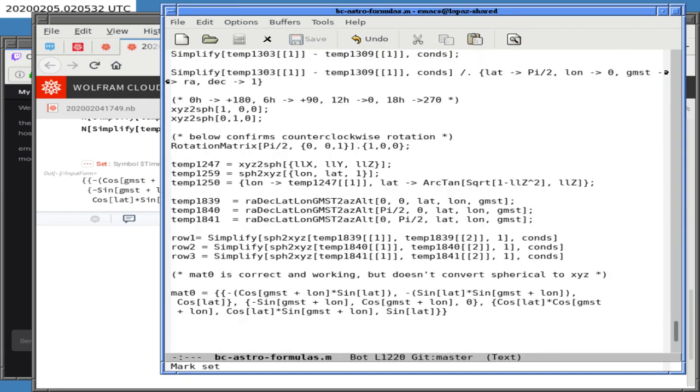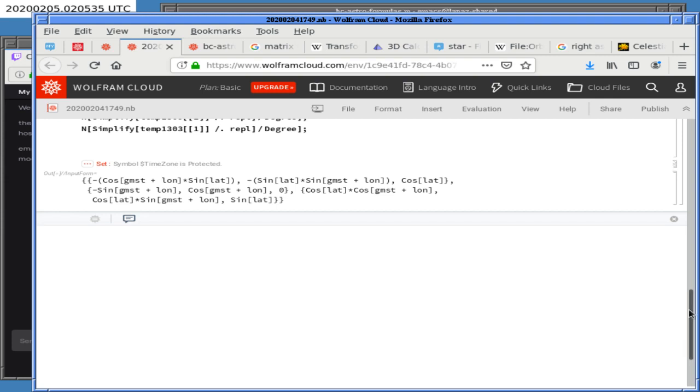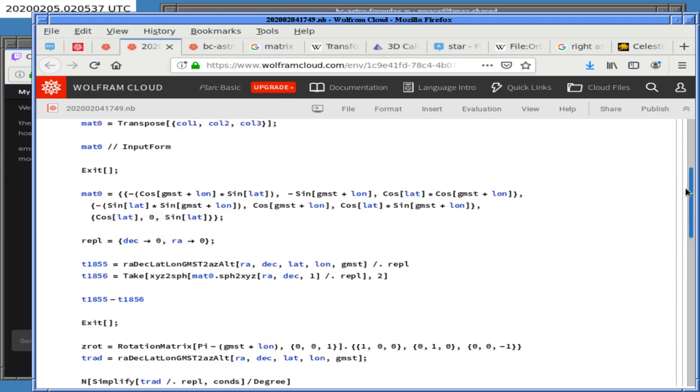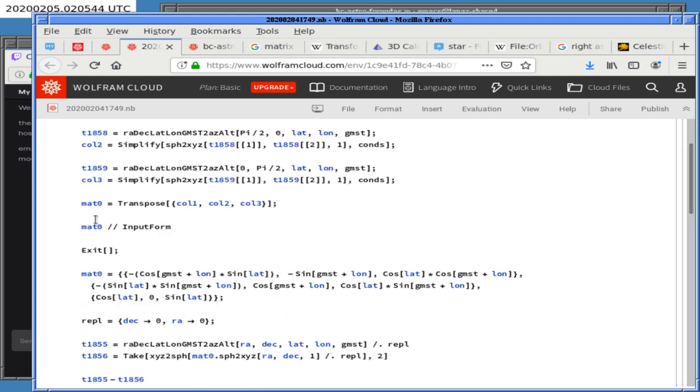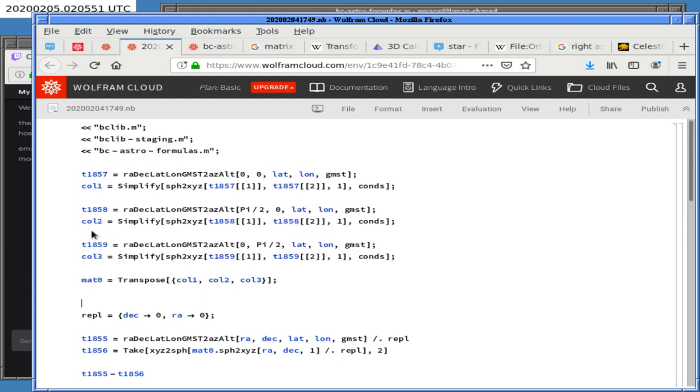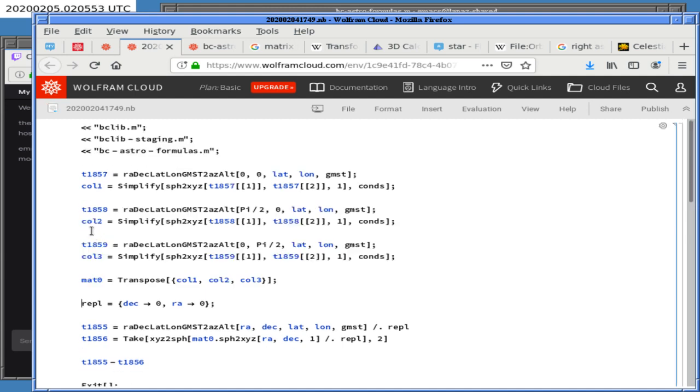Alright. Let's go ahead and test it out a little bit here. So we are going to let mat 0 be defined with this transpose for right now. We're not going to fix that. And now we're going to say the replacement is this. Okay, got to be careful here. We want the azimuth and altitude with these numbers in there. Oh, actually, let's go crazy. Let's just do this. Sorry, I can't do that.